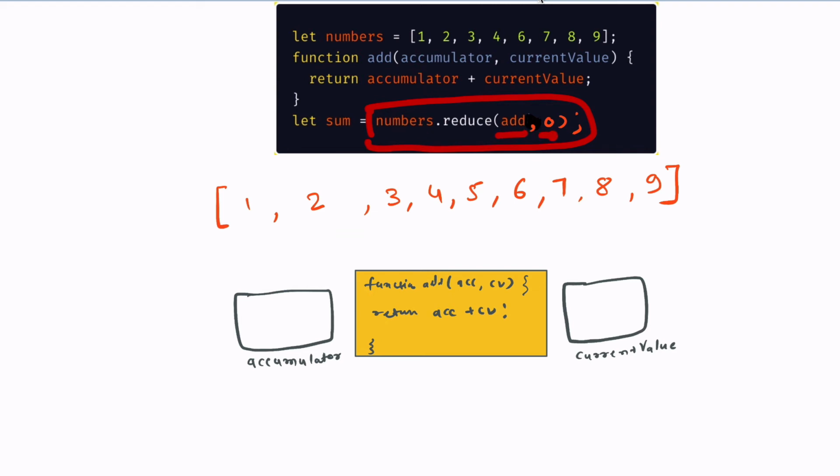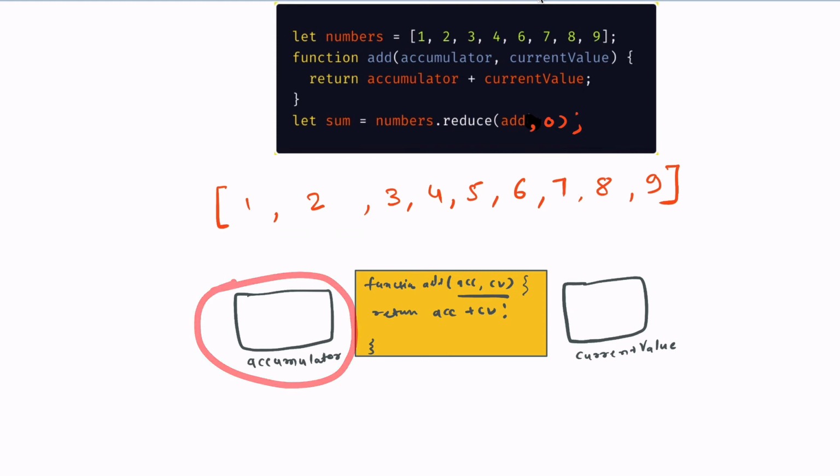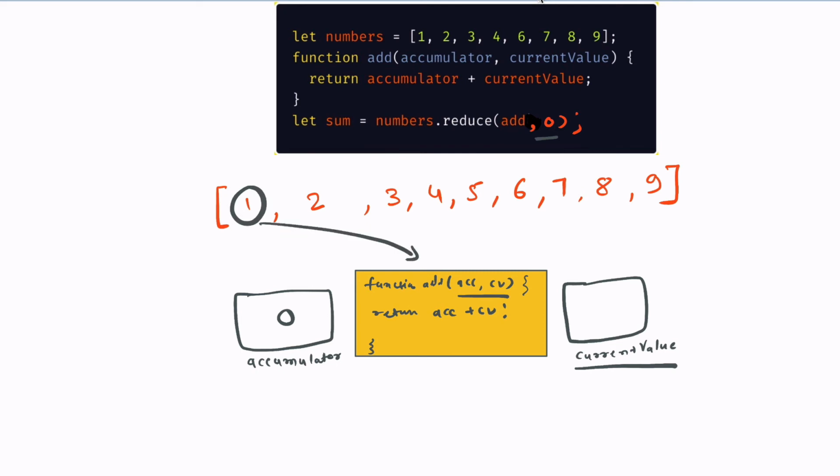In our previous cases, we saw that we were getting access to only one value, but this time it has two values, accumulator and current value. So the initial value of accumulator is decided by the second parameter. The initial value of accumulator will be 0 because we are passing 0 from here. The current value is always going to be the elements of the array, and that will be 1.